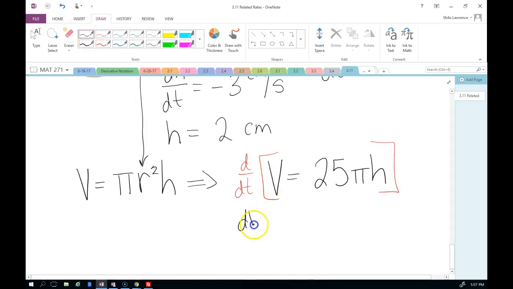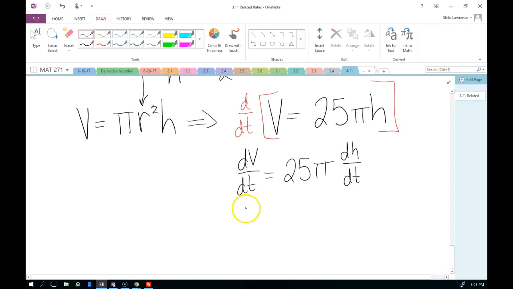And when we do that, we get dV/dt equals, and now on the right hand side, h is just a linear variable, which means that the derivative is 25 pi. It's just its coefficient. And then we also need to do our chain rule that says we have to multiply by dh/dt. So we really don't need that h is equal to 2, because there's no h's left in the related rates formula. But we do need that dh/dt value that they gave us.